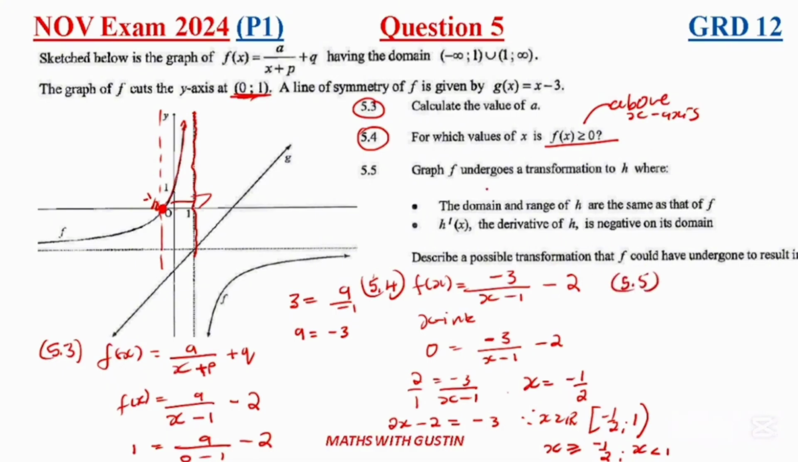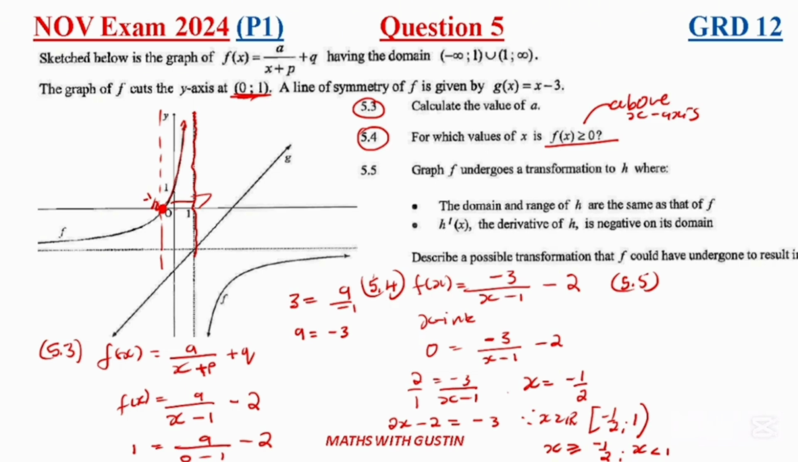So 5.5, it says here the graph undergoes a transformation to h. The domain and the range of h are the same as that of f. However, the derivative of h is negative on the domain. Okay, so now here in this case, I hope you guys can still remember the transformation you did in grade 11, how to reflect the graphs.